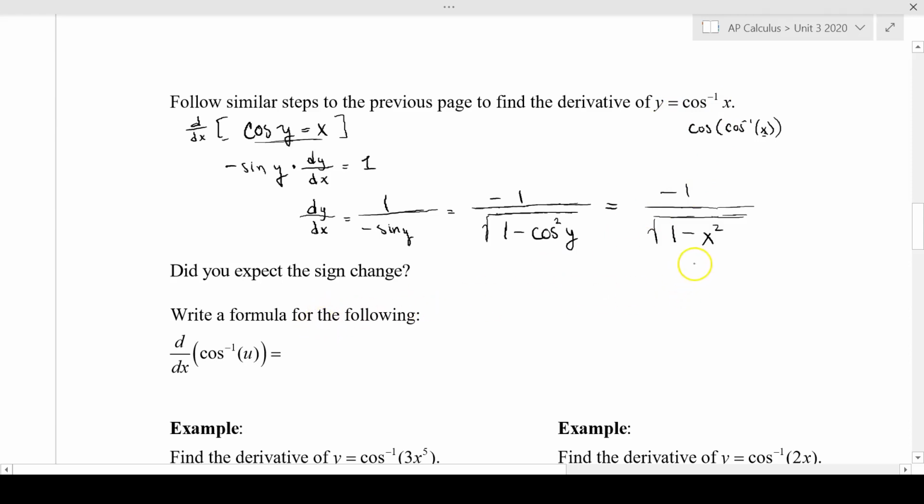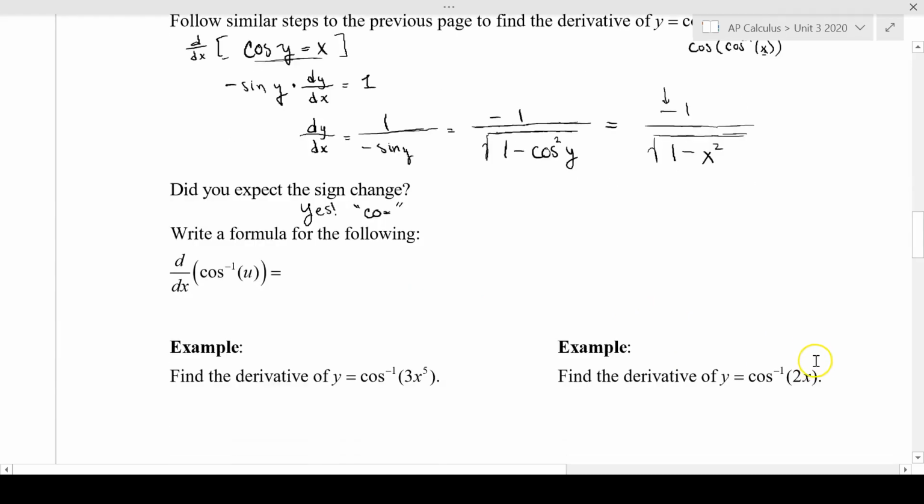Now, did you expect this? The only difference is the sign, right? The symbol. And did you expect that symbol change? Maybe you did. Maybe you should have. Maybe you look at it now and you say, oh yeah, okay, I know why. Now, remember that we decided that anytime we're taking a derivative of something with co in front of it, we're going to have a sign change. Okay? So there you go.